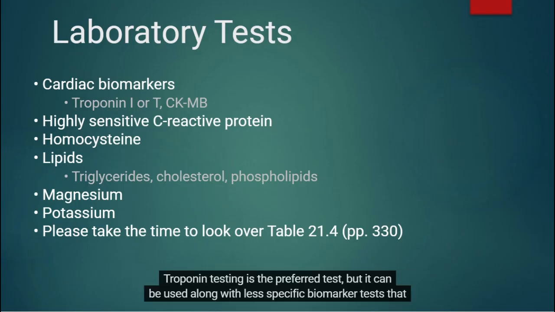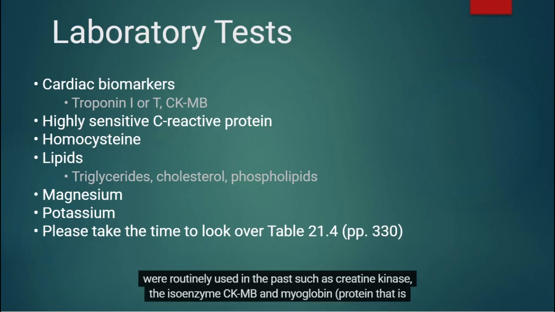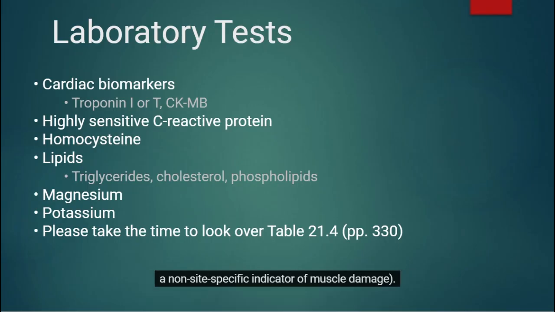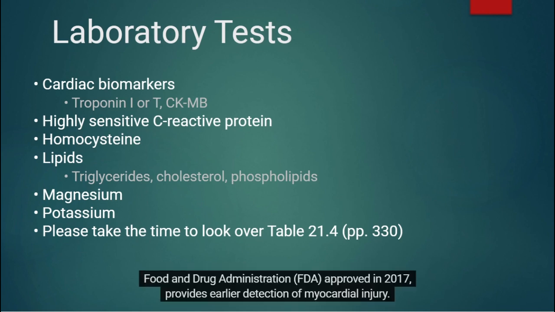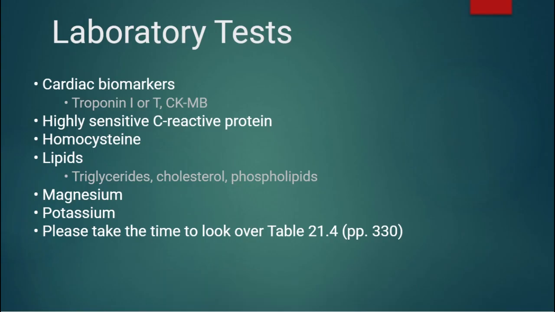Troponin testing is the preferred test, but it can be used along with less specific biomarker tests that were routinely used in the past, such as creatine kinase, the isoenzyme CK-MB, and myoglobin. Myoglobin is a protein that is a non-site-specific indicator of muscle damage. The high-sensitivity troponin T assay that the U.S. Food and Drug Administration, FDA, approved in 2017 provides earlier detection of myocardial injury.